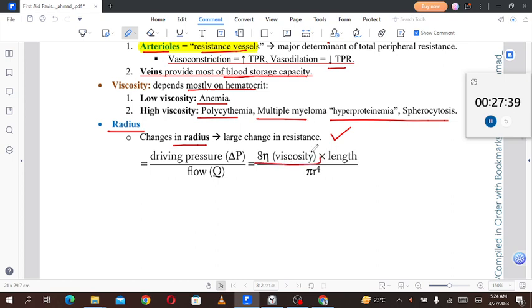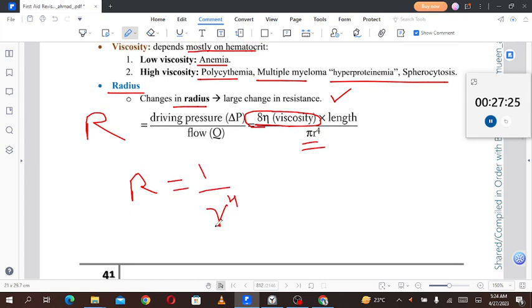Forget about this thing. It is viscosity basically. Okay, so viscosity multiplied by length divided by radius raised to power 4. So here is the resistance. Resistance is proportional to 1 over radius raised to power 4, because this is a highly tested concept. They ask you what will be the effect on the resistance if they cut the radius by half, or if they double the radius, and vice versa.